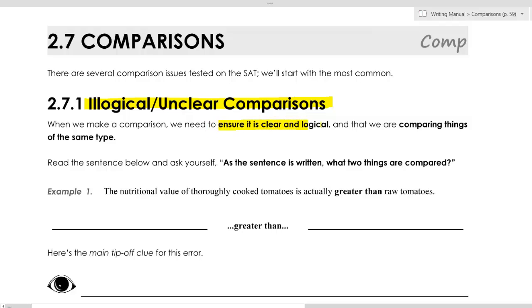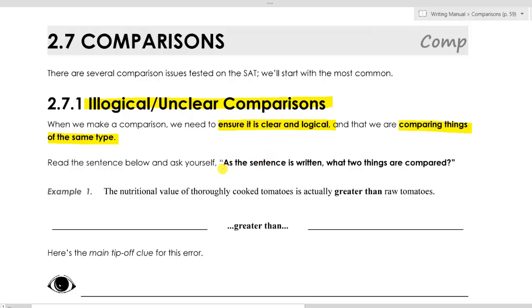We have to make sure that when a comparison is being made on this test, the comparison is fair, that it is clear, that it is made between two things of the same type. Sometimes when we make comparisons, we accidentally compare things that we don't intend to compare, and the two things that we end up comparing are not things that can be compared.